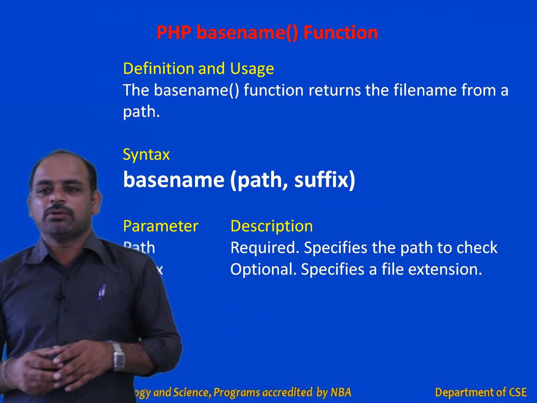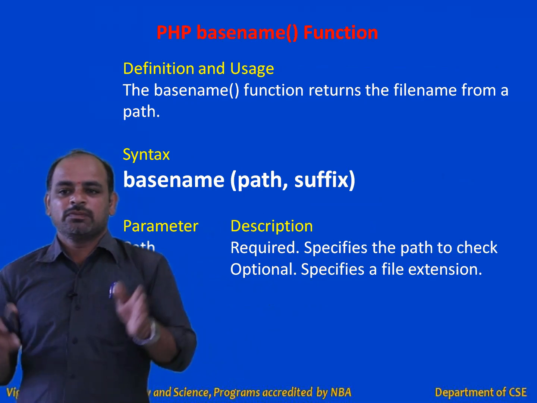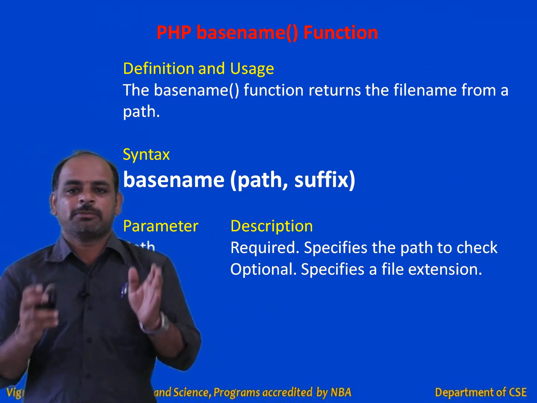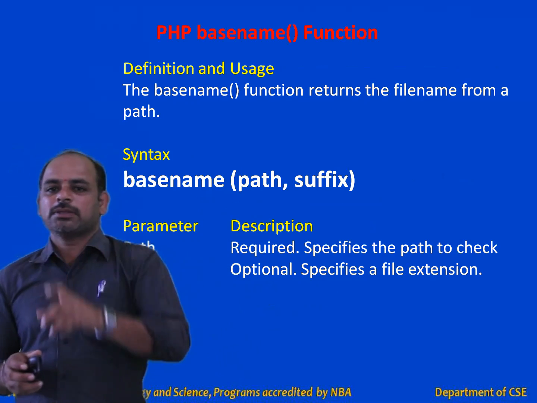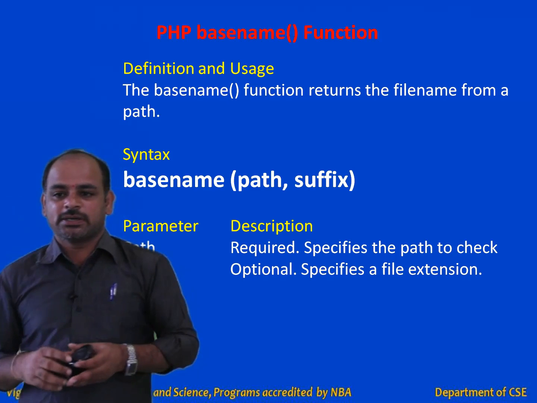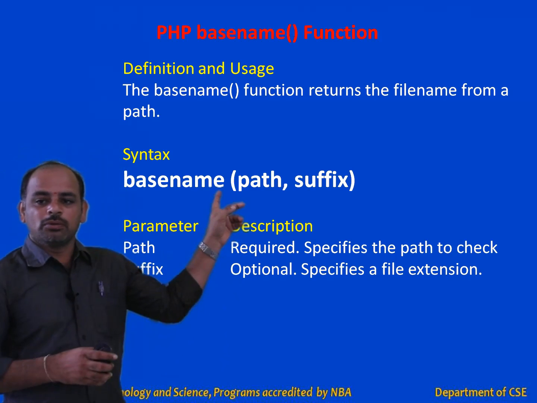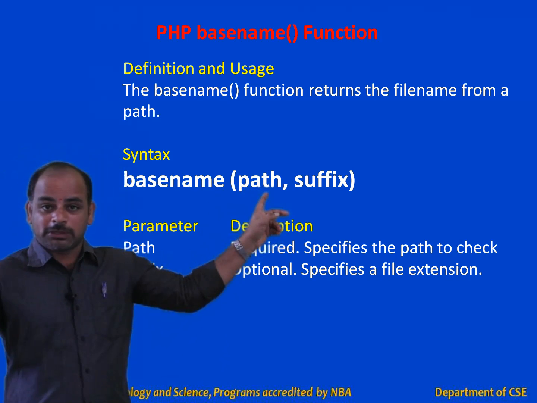Another one we have is the basename function. What is the use of this basename function? It returns the file name from a path. When you specify a particular path, whatever file is in that path, that file name will be returned. It has two parameters. One is the path, which is the path to that particular file.